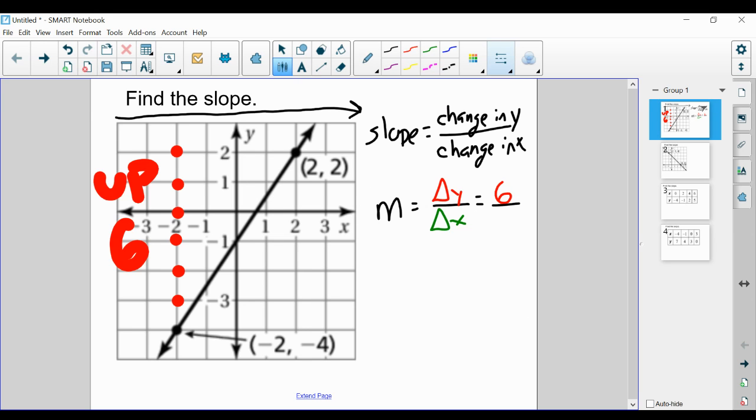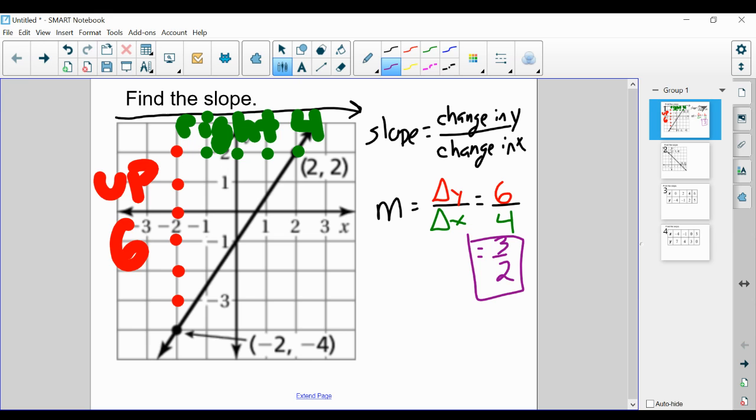We do not count where we start. We're now starting at that last red dot. So now we're going to count how many units we need to go to the right to get back on that line. Well, we go 1, 2, 3, and 4. So we went right 4. So we now have the fraction of 6 over 4, and that's positive because if we look at our line, it seems to be increasing as we read it from left to right. So we have positive 6 over positive 4, and we know that we can simplify that down to 3 over 2. Therefore, the slope of this line is going to be positive 3 over 2.